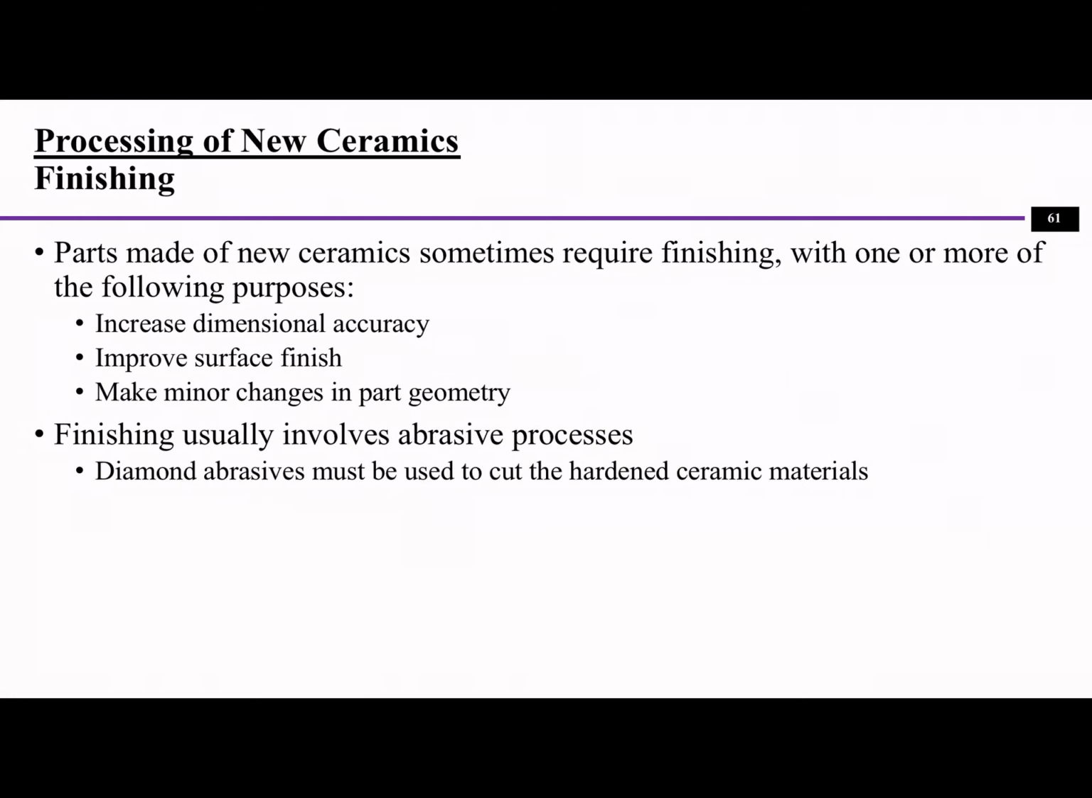For finishing of the new ceramic parts, usually we apply some secondary processes either to increase the dimensional accuracy, improve the surface finish, or make minor changes in part geometries. And finishing usually involves abrasive processes in order to create a better surface finish. So diamond abrasives can be used to cut those kinds of hardened ceramic materials.